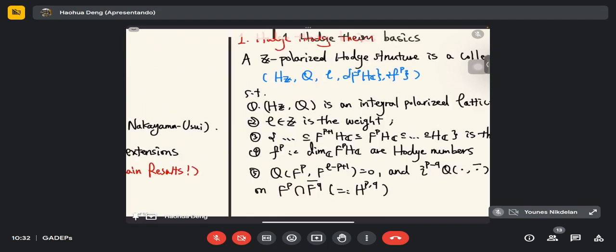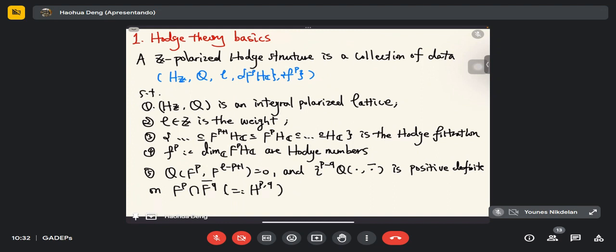Let's begin with some really elementary things. When we talk about an integral polarized Hodge structure, we mean a collection of data: an integral polarized lattice H_Z and a polarization form Q. Besides this, we have a filtration, called the Hodge filtration, on the complexified vector space, as well as its weight and Hodge numbers, such that some specified numerical conditions are satisfied. For the Hodge numbers, the weight, and the polarization form, we should have the isotropic condition and the positive definite condition. This is the general definition of an integral polarized Hodge structure.